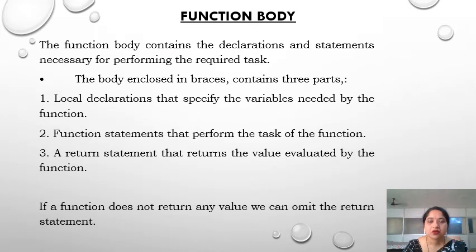The next component is the function body. The function body contains the declarations and statements that are necessary to perform a required task. The body, enclosed in braces, contains three parts. Function declaration, which specifies the variables that are required for the function. Function statements that perform the task of the function. And the return statement, which returns the value evaluated by the function. If a function does not return any value, we can omit the return statement.